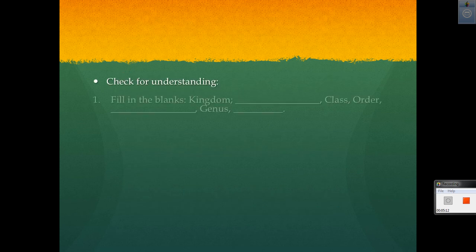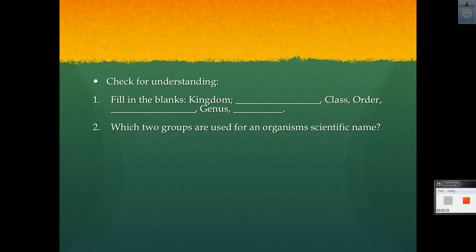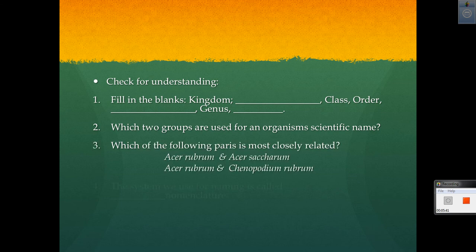So, if you would, on a piece of paper or in your notes somewhere, fill in the blanks: kingdom blank, class blank, order blank, genus blank. You can even go back and look. And which two groups are used for an organism's scientific name? And which of the following pairs are most closely related? The Acer rubrum and Acer saccharum, or the Acer rubrum and the Chenopodium rubrum? The system we use for naming is called blank nomenclature, and the science of classification is called blank.